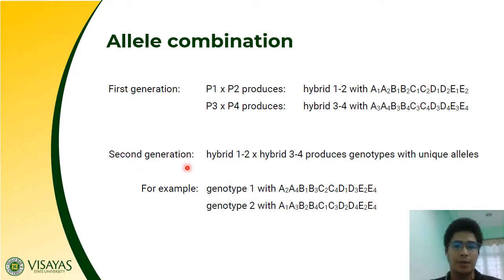Then in the second generation, you will cross these 2 hybrids, and of course this produces genotypes with unique alleles or allele combinations. For example, I have only 2 genotypes here, but there could be more genotypes produced based on the combination. In genotype 1, you're confident that this individual has a mixture of alleles coming from the 4 parents. So we have here 2, 4, 1, 3. Those subscripts denote that the allele comes from each of these parents. Same is true with genotype 2. We have 1, 3, 2, and 4, and so on and so forth.